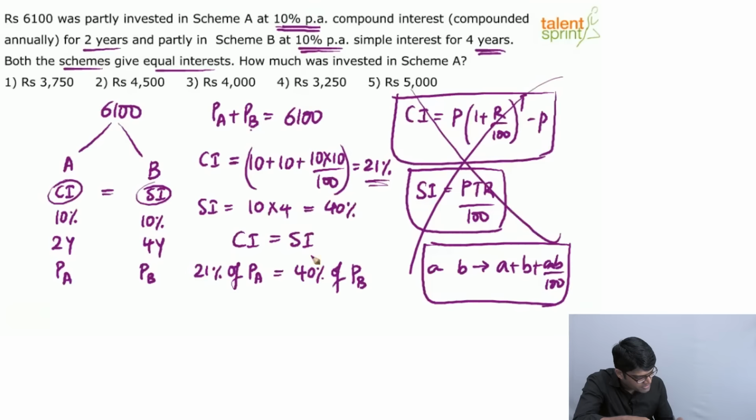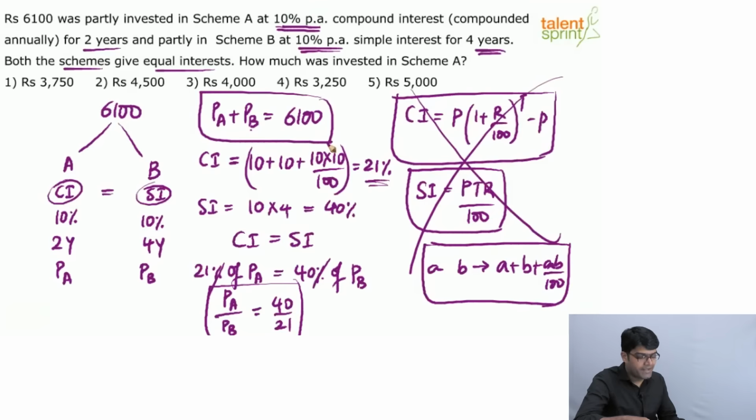Now this will give you the relationship between A and B, or it will give you the ratio. We can say PA by PB is equal to 40 by 21. Yes or no? Percentages get cancelled. It's like by 100 and by 100. So PA by PB is 40 by 21. You know the ratio and you know the total amount. Can you find out the individual values? Yes. Are you able to follow? You know the ratio and you also know the total amount.